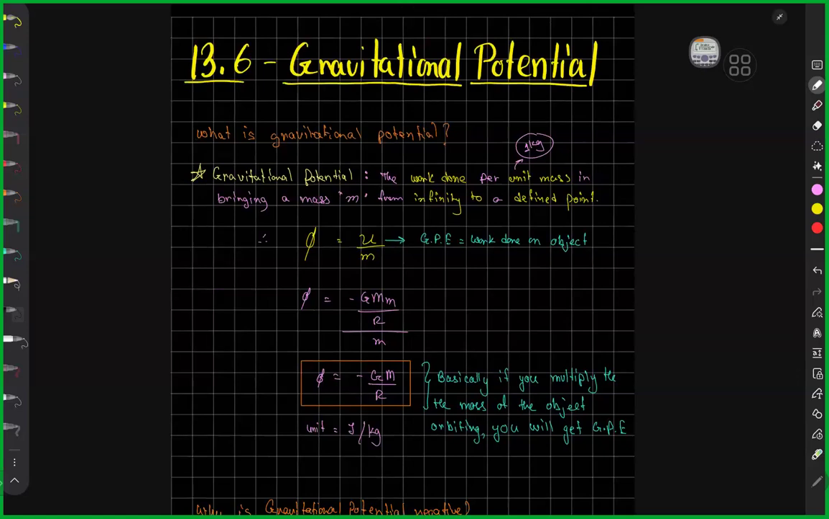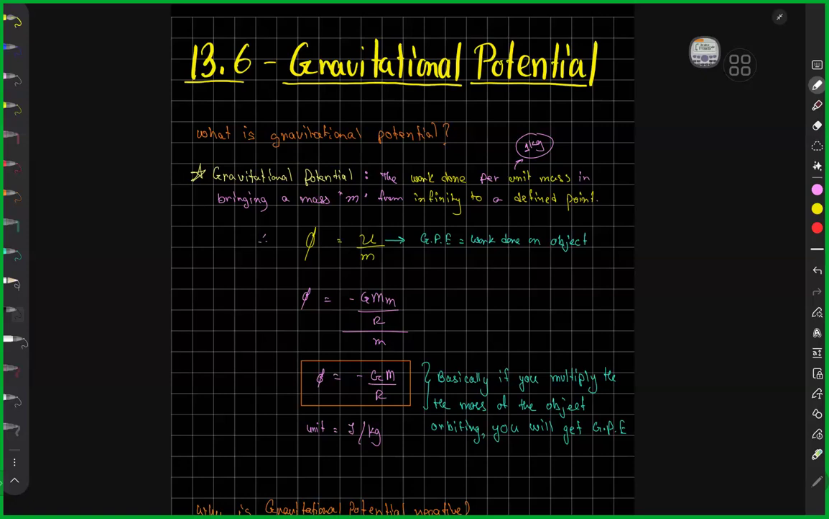What is gravitational potential? Similar to gravitational field strength, gravitational potential says it is the work done per unit mass in bringing a mass m from infinity to a defined point. So all we're doing is bringing a mass from infinity to a defined point, and we're measuring the amount of energy. But this mass must be 1 kg. That is all it needs to be.